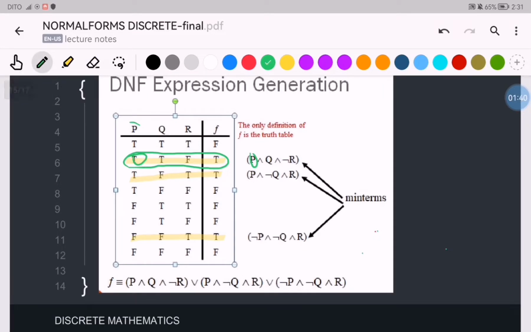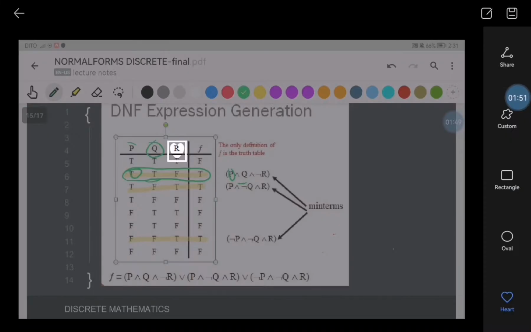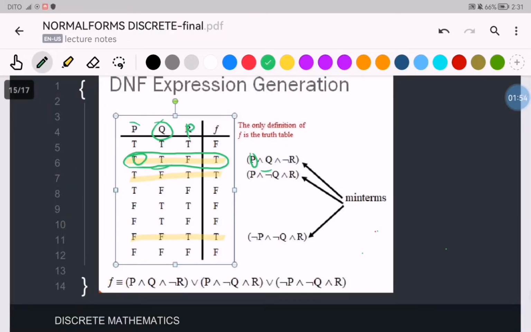Next is the Q, which is true, so that is Q. Then conjunction, and next is the R. As you can see, R is false. Meaning when any value is false, automatically in DNF, that is negation. So, negation of R. This is the first pattern.